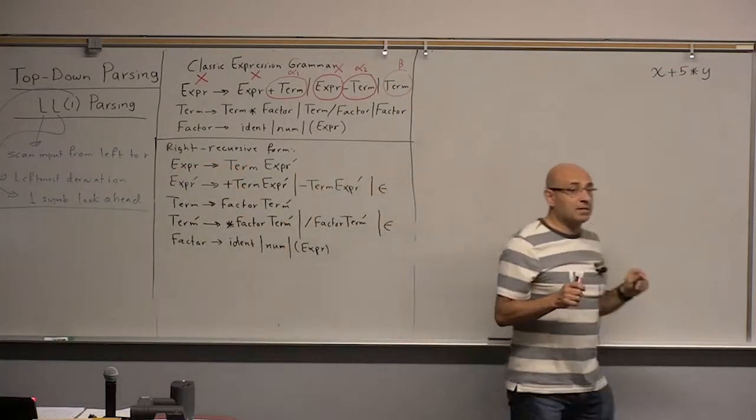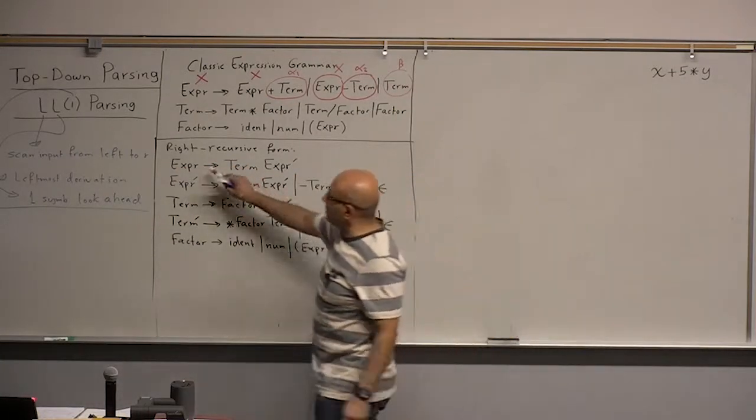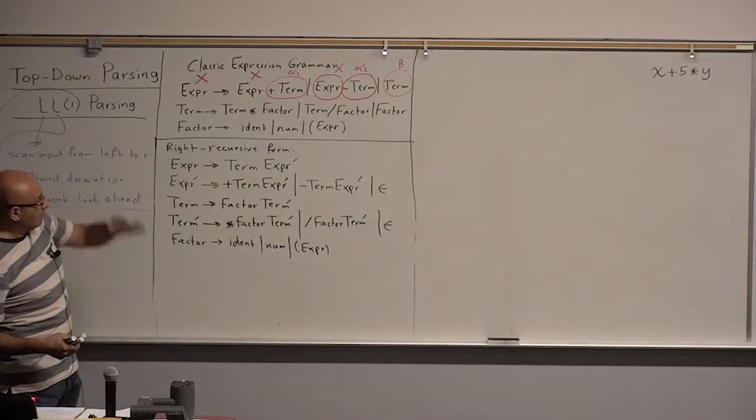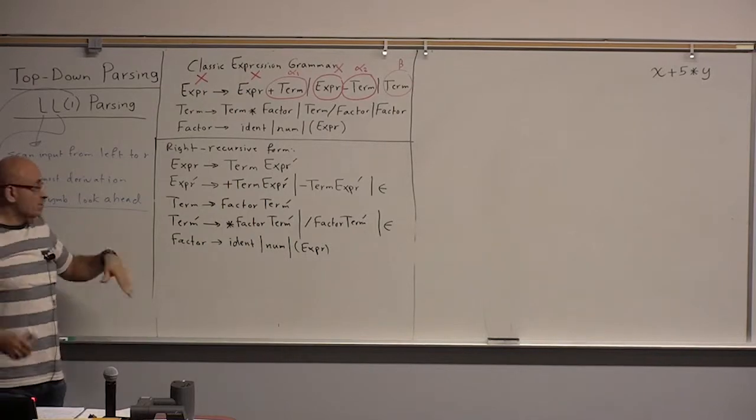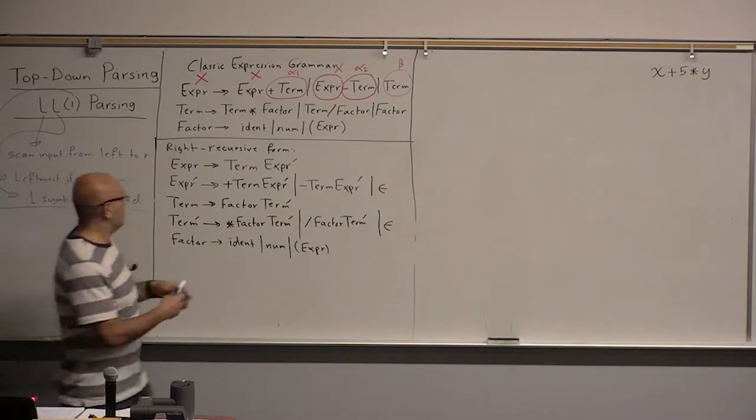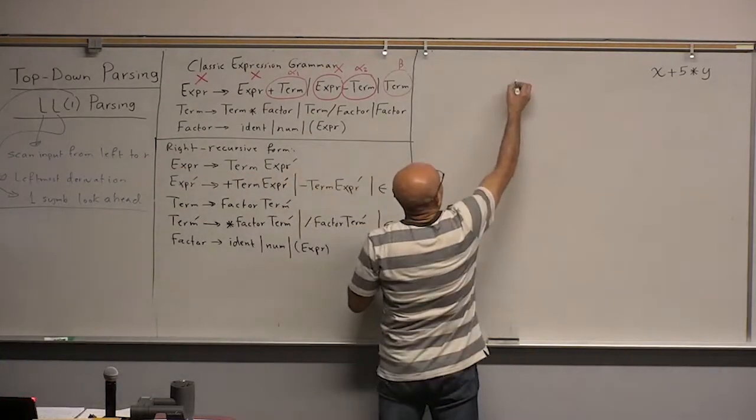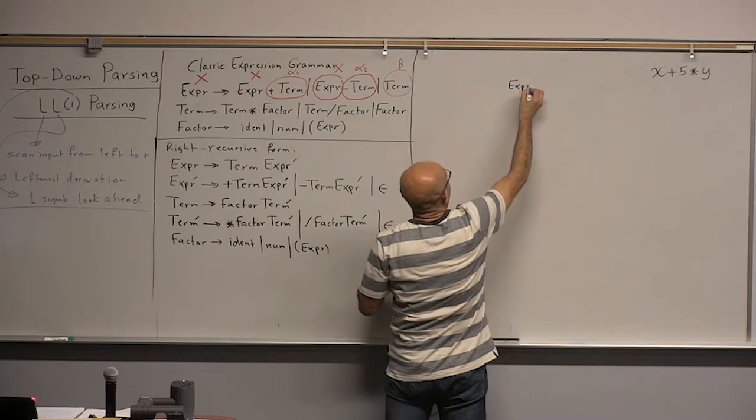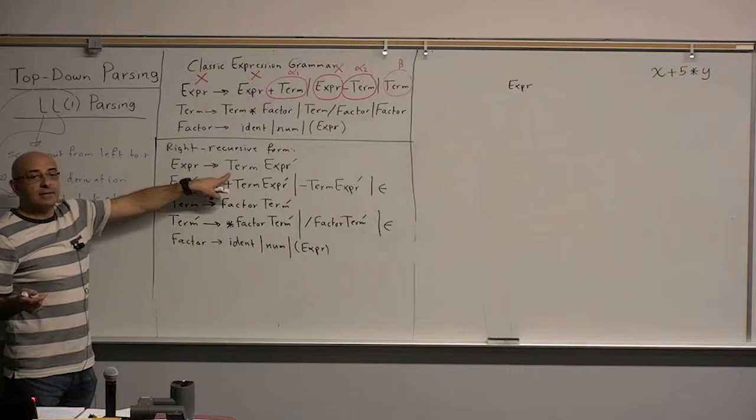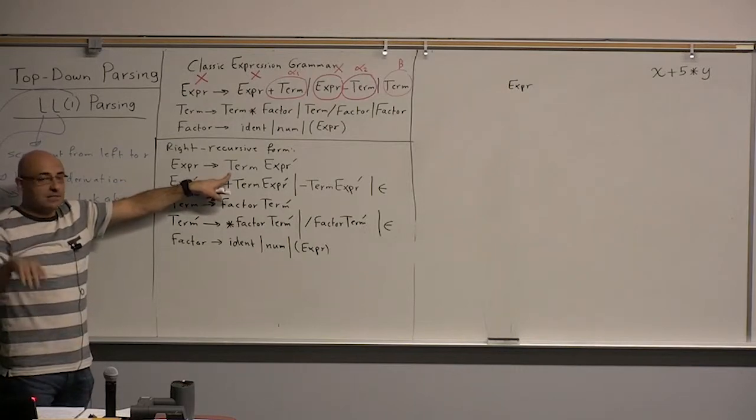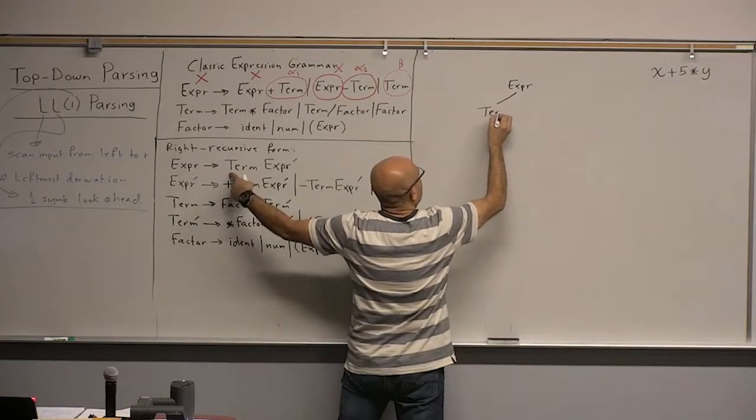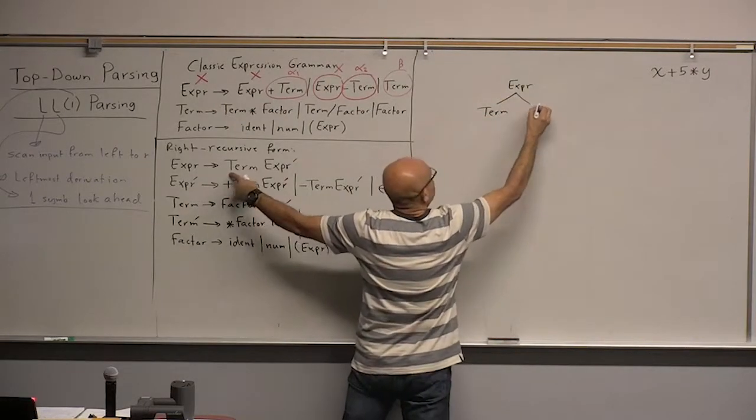What top-down parsing means is that we start from the start variable. So we start from the top, and we work our way down the tree until we get to the leaves. So, okay, expression. Now what should we substitute for expression? There is only one production, so it's obvious. We substitute term expression prime.